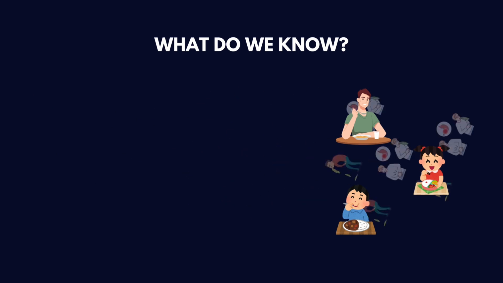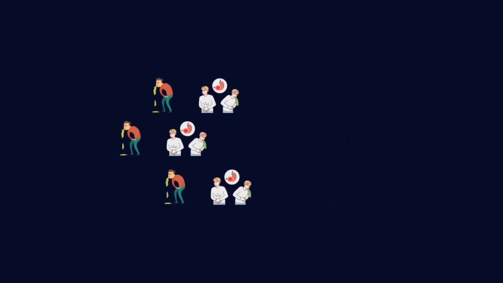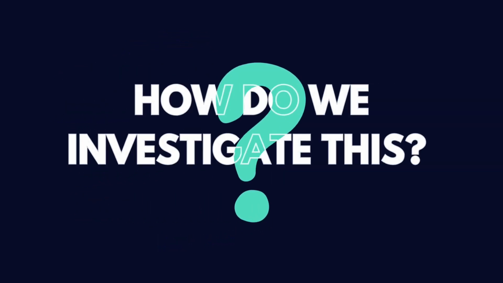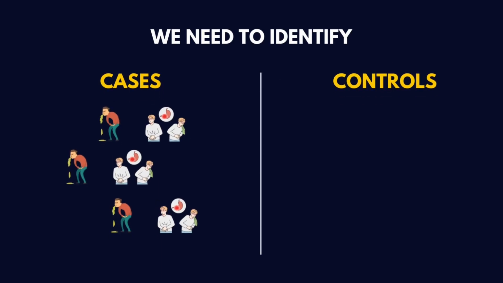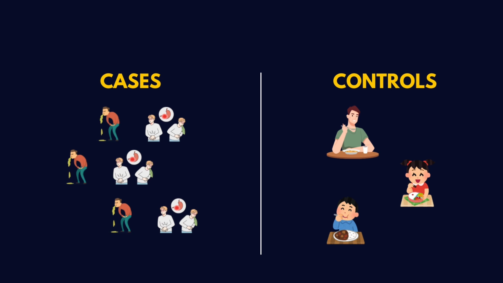This scenario is ideal for a case control study because the outcome, which is food poisoning, has already occurred, and we're investigating what exposure led to this outcome. How do we investigate this? We need to identify cases and controls. We might define cases as individuals who developed food poisoning within a week of visiting the restaurant. Controls might be people who visited the restaurant at the same time but did not develop an illness.